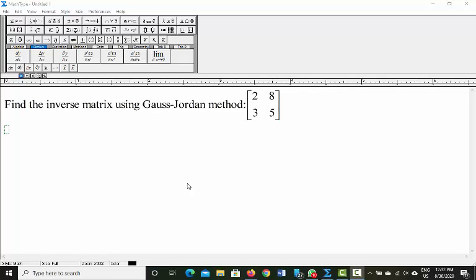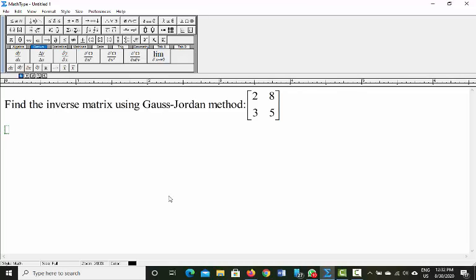Today is the second part of matrix. In this second part we will find the inverse matrix using the Gauss-Jordan method. Last class we studied how to find the inverse matrix using the cofactor inversion method, and today we will study how to find it using the Gauss-Jordan method.